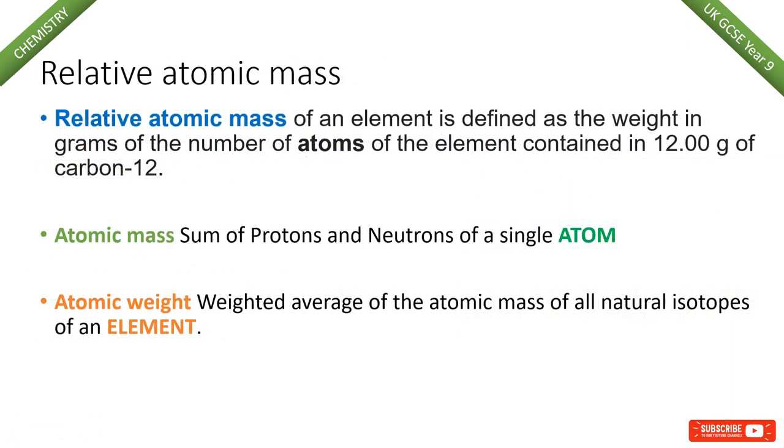The relative atomic mass of an element is defined as the weight in grams of the number of atoms of the element contained in 12.00 grams of carbon-12. Atomic mass is the sum of protons and neutrons of a single atom. So the atomic mass is basically the mass of the nucleus. And to work out mass, you have to add in all of the masses. Atomic weight, however, is the weighted average of the atomic mass of all natural isotopes of an element.